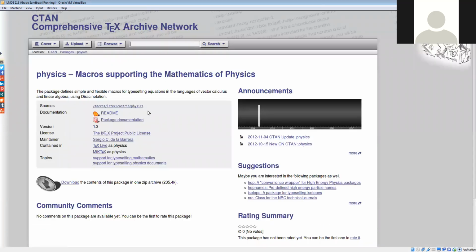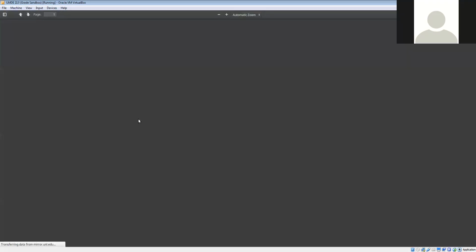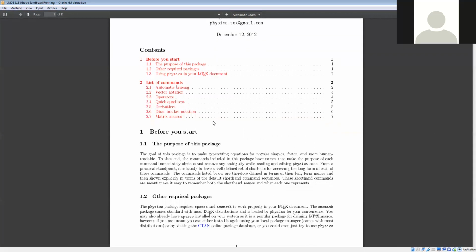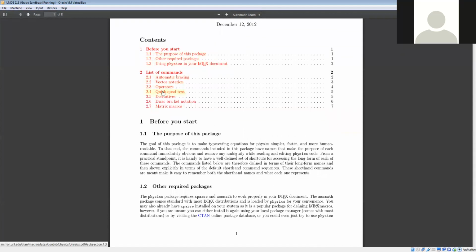So if you go to the physics package documentation, this is essentially the standard format that LaTeX packages use for their documentation. It'll be a PDF that shows what the various commands or macros that are available in the package. And so this has got stuff for automatic bracing, vector notation, operators, derivatives, Dirac notation for quantum mechanics, matrix macros, so that you can easily create matrices.